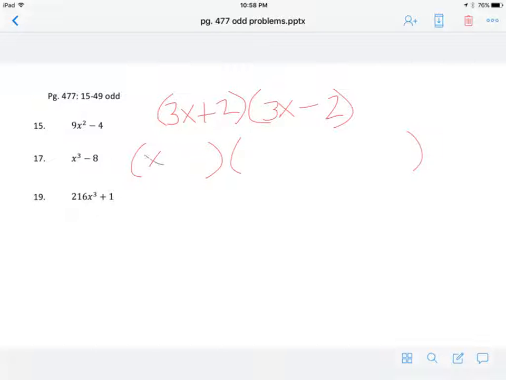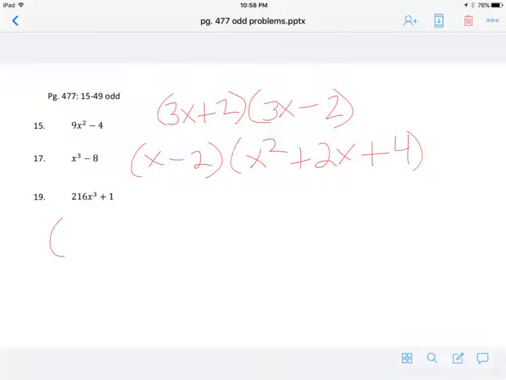And it's x minus 2, x squared plus 2x, and plus 4. That one's just like the one that we did in the example, but this time it's a difference.